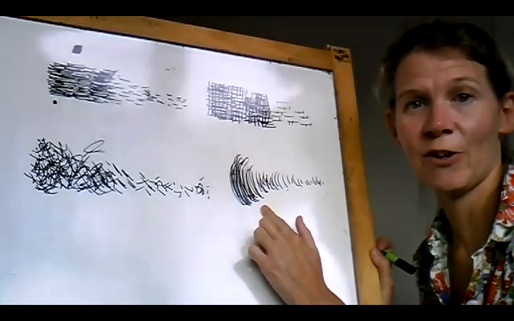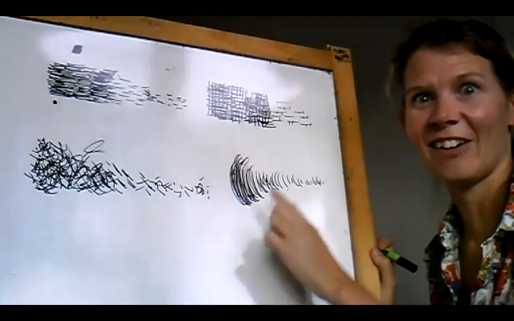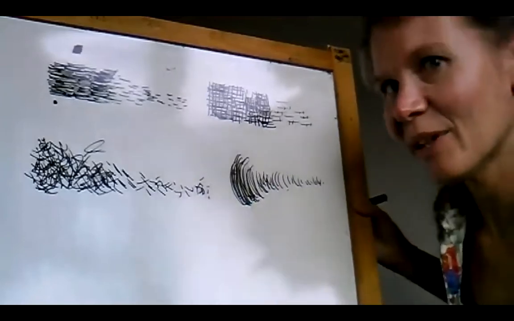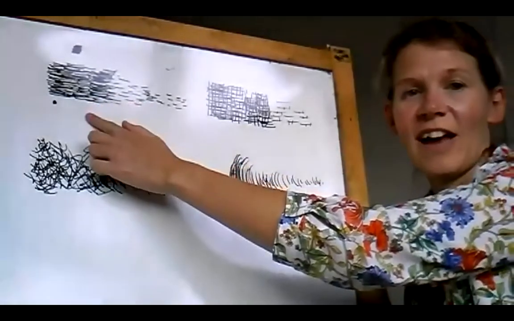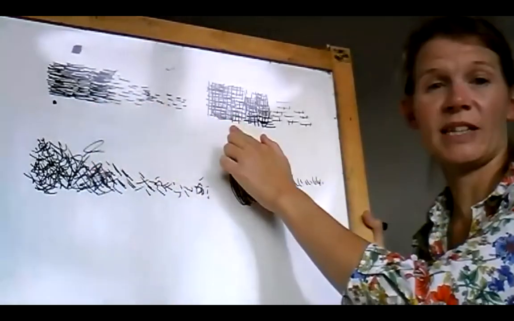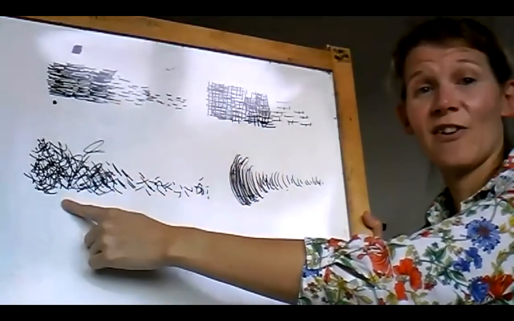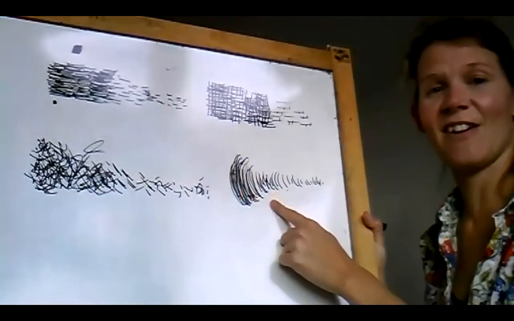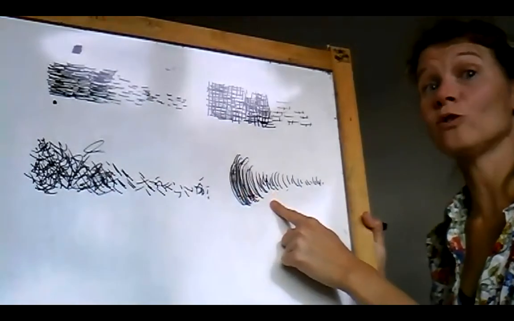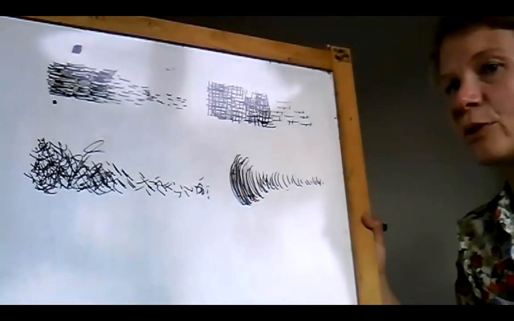How did it work for you? Well done. I think you did a better job than me. Well done. So I've got hatching. Can you remember what was this one? Cross hatching. Well done. Random hatching. And the last one, contour hatching. Well done. That was the posh one, wasn't it?